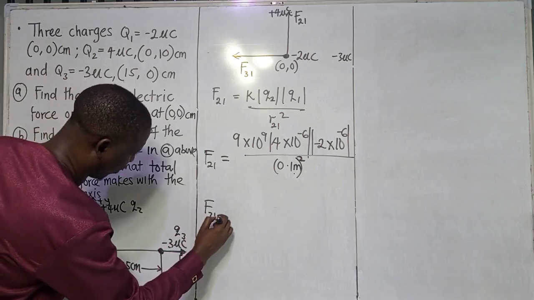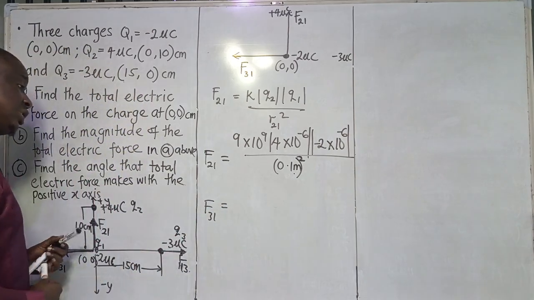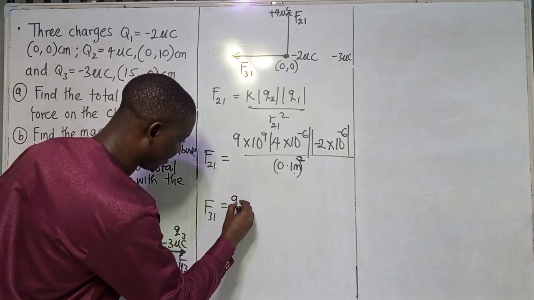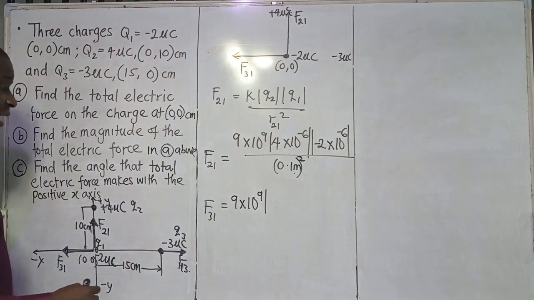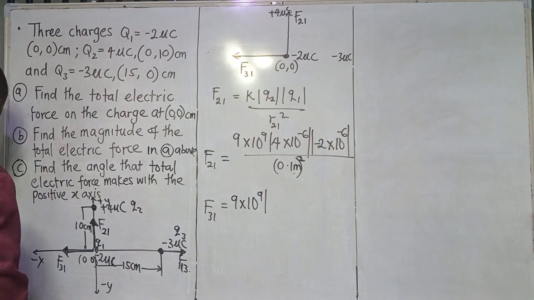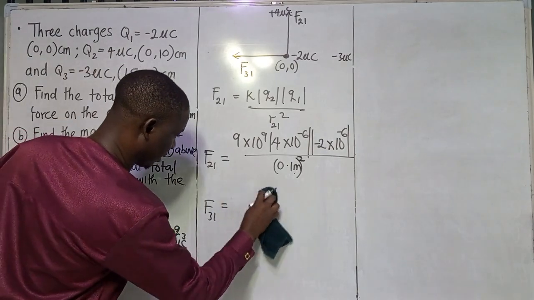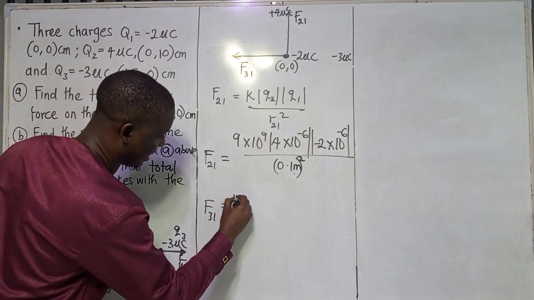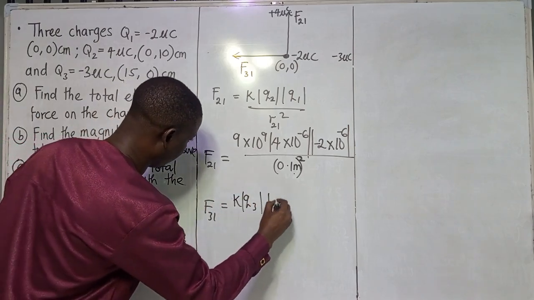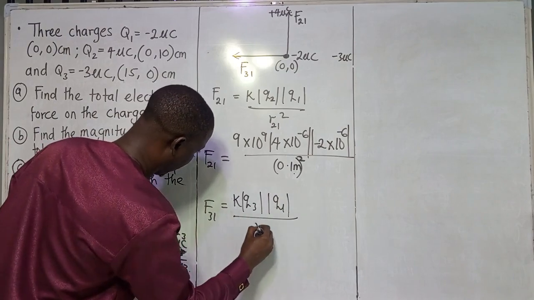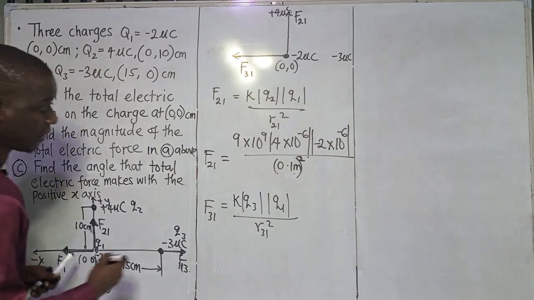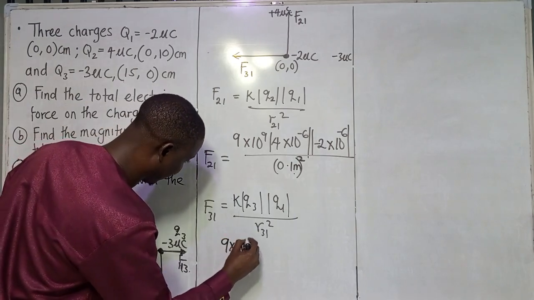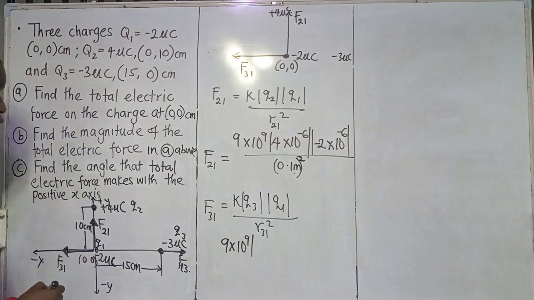Now, let's look for F31. F31 is equal to what? 9 times 10 raised to the power 9, absolute of what? Let me write it out so that you can understand. This one is K Q3 absolute Q1 all over R31 squared. So that's what we are using. So what you are going to do now is simply write 9 times 10 to the power 9. Absolute of Q3 is what?